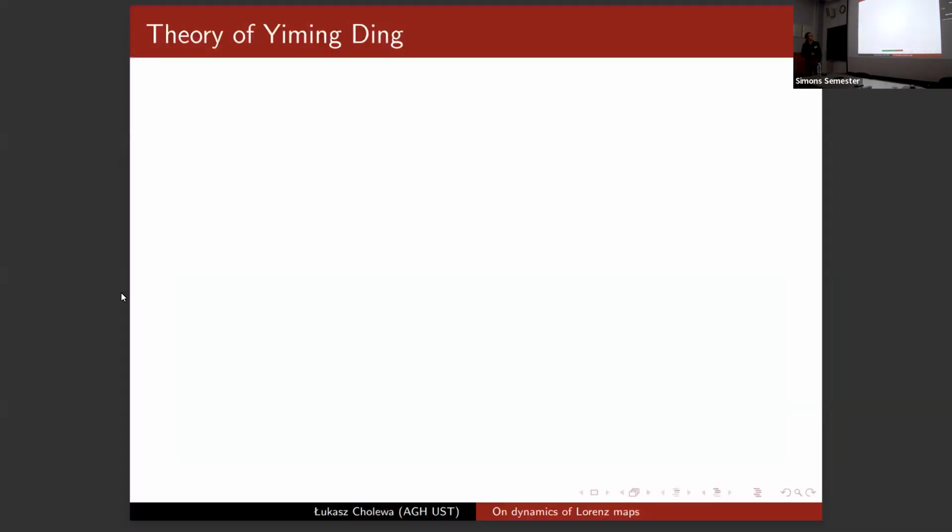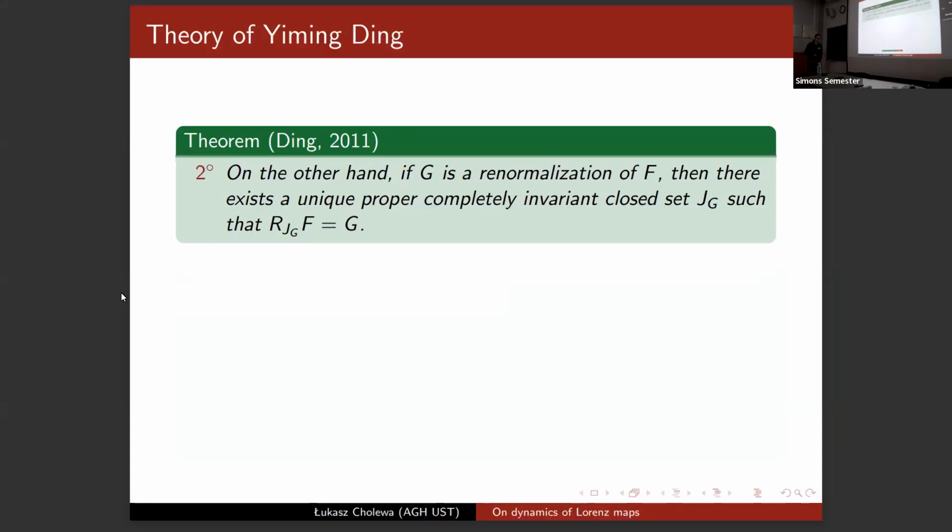The second part of this theorem says that, on the other hand, if I have a renormalization G, then I can find a unique, proper, completely invariant closed set J_G such that if I use this set in the procedure from the first part of Ding's theorem, then I will obtain the renormalization G. So I have a one-to-one correspondence between completely invariant, proper and closed subsets and renormalizations.